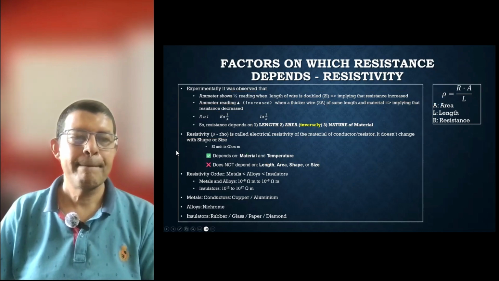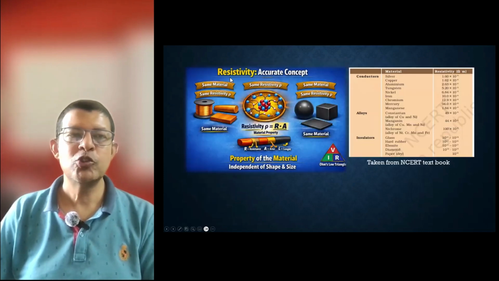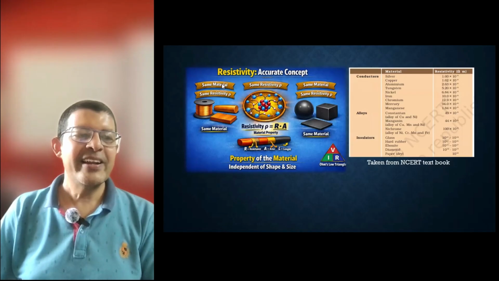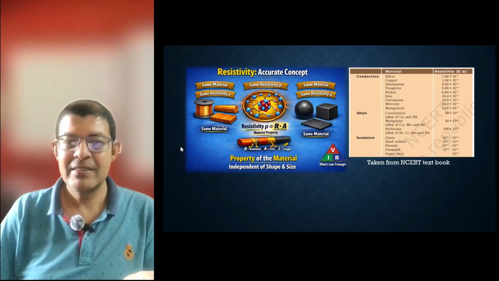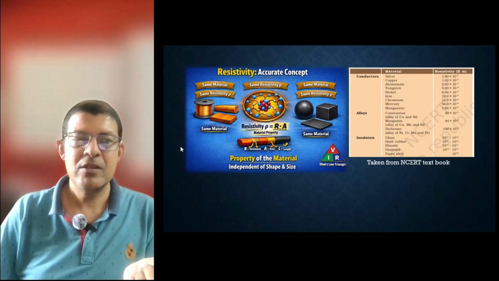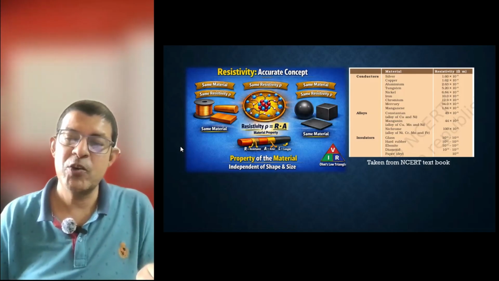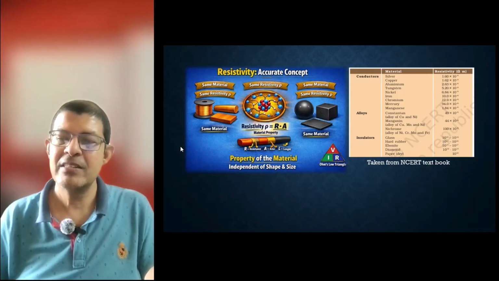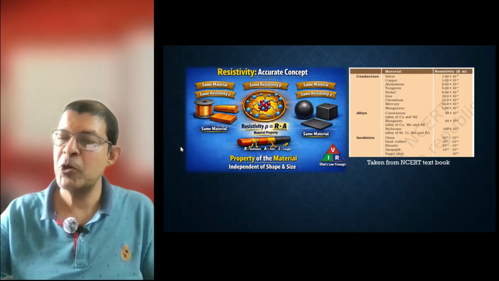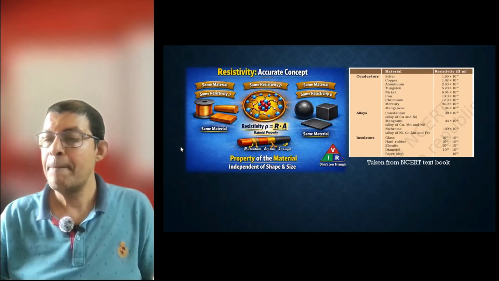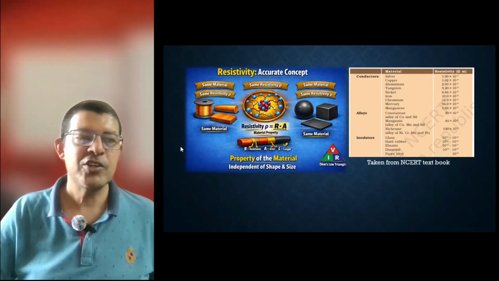Let us move on. So as we see here, resistivity, not resistance. Resistivity depends on the material. It depends on the type of the material. For the same material, irrespective of shape and size and area, resistivity remains the same. Resistance changes due to length, area, or nature.